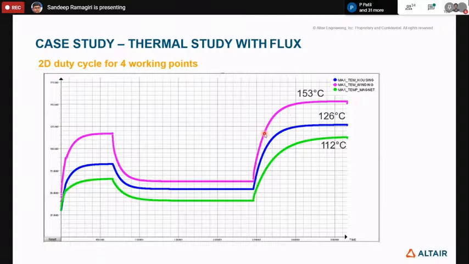So you can see in the graph how the temperatures are varying when we have the losses in place for 4 different working points. These are the graphs of the temperature on the housing, winding and also the magnet.